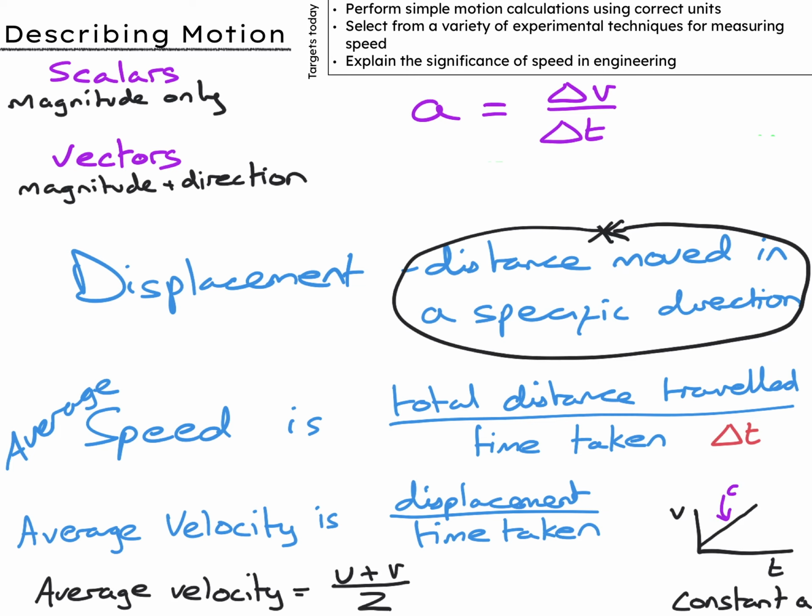Plotting velocity time gives the acceleration from the gradient and also the displacement from the total area between the line and the time axis. Plotting displacement time gives velocity from the gradient.